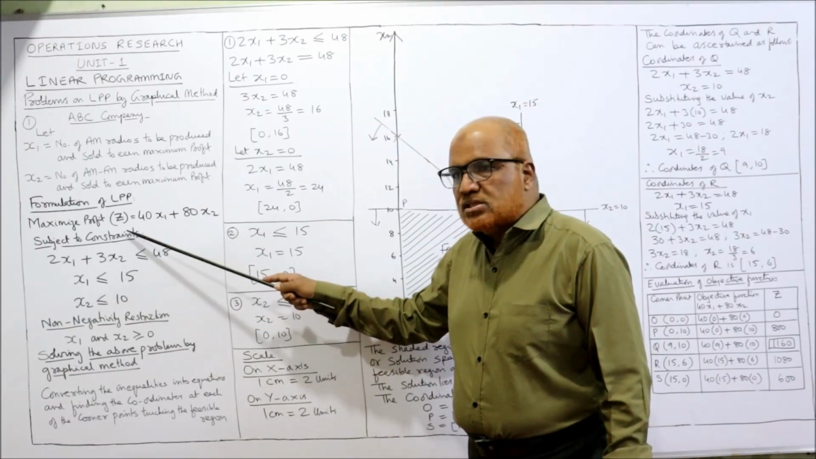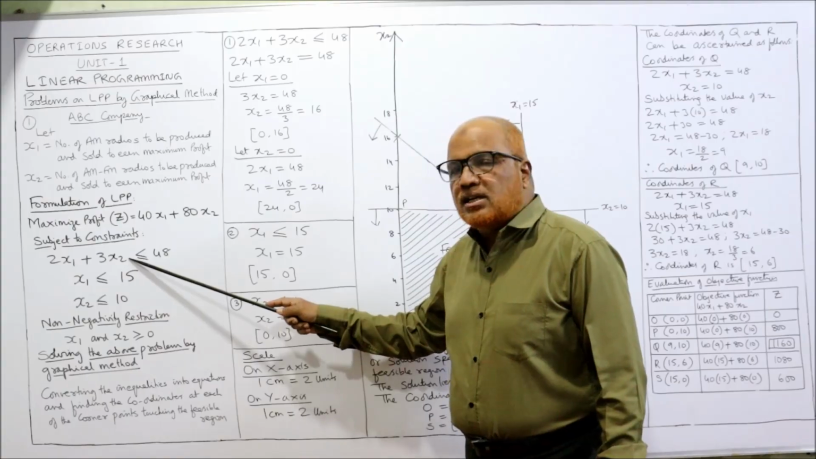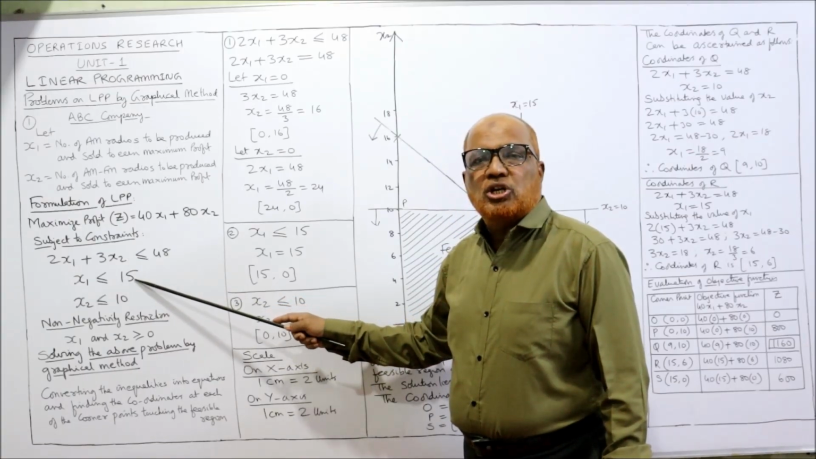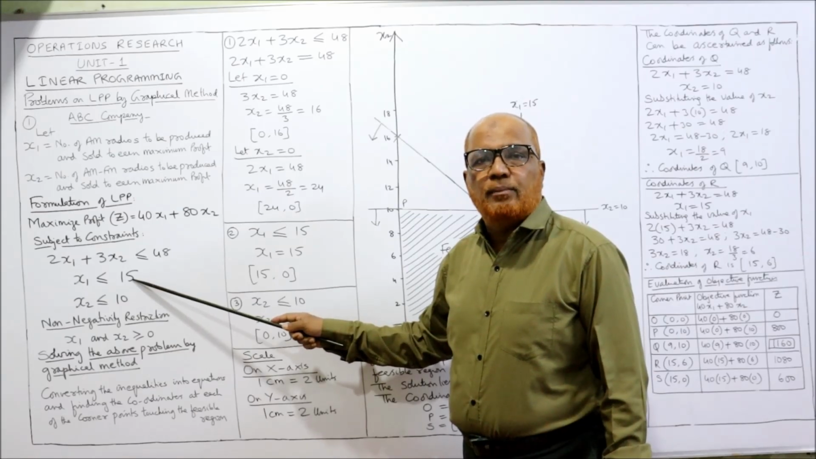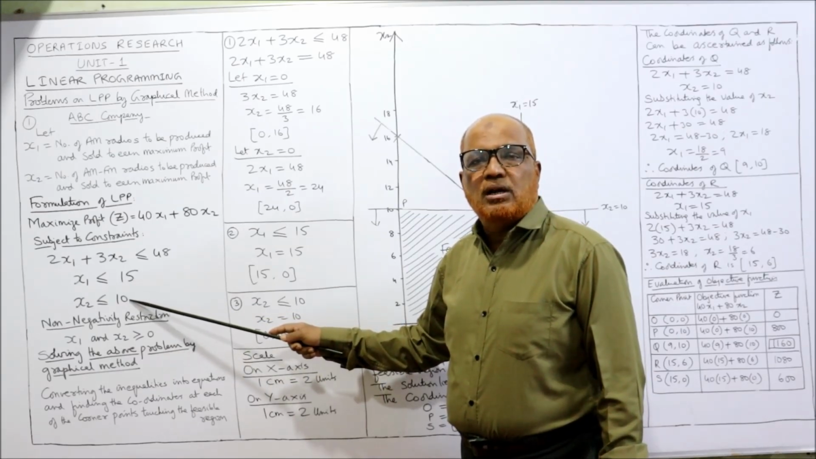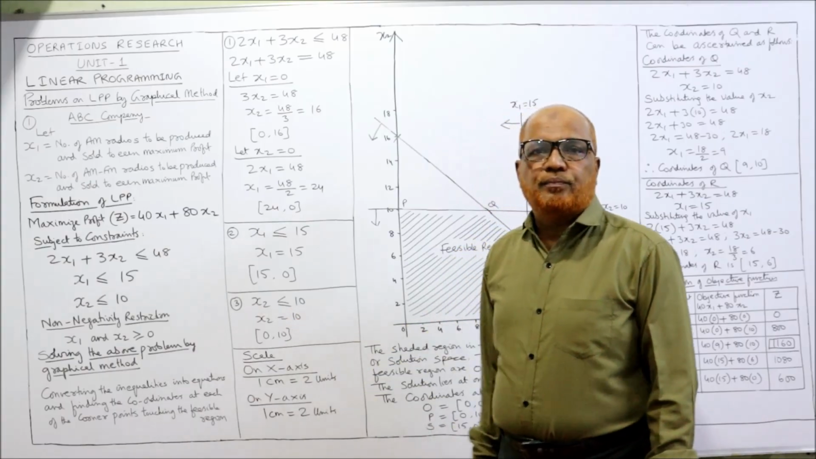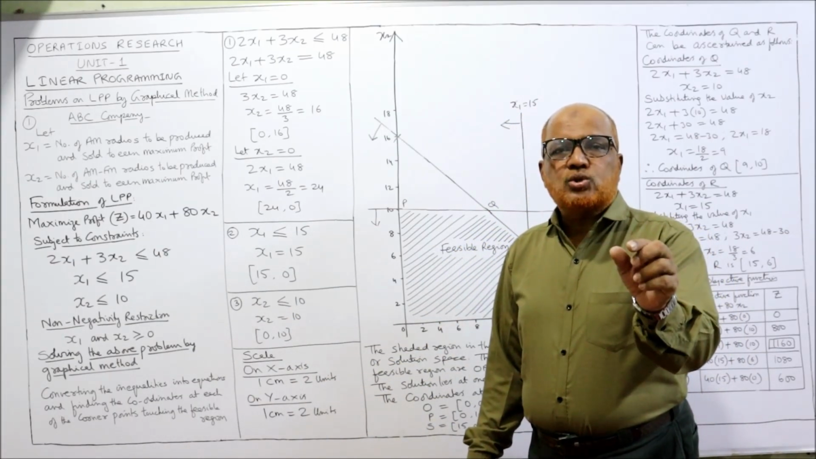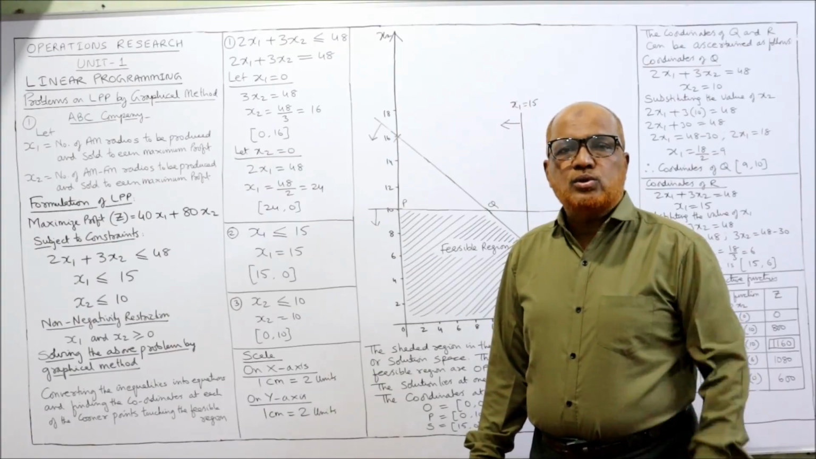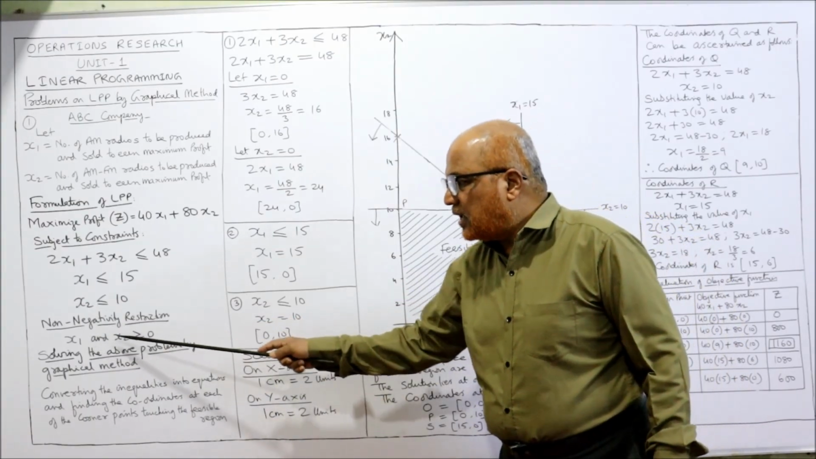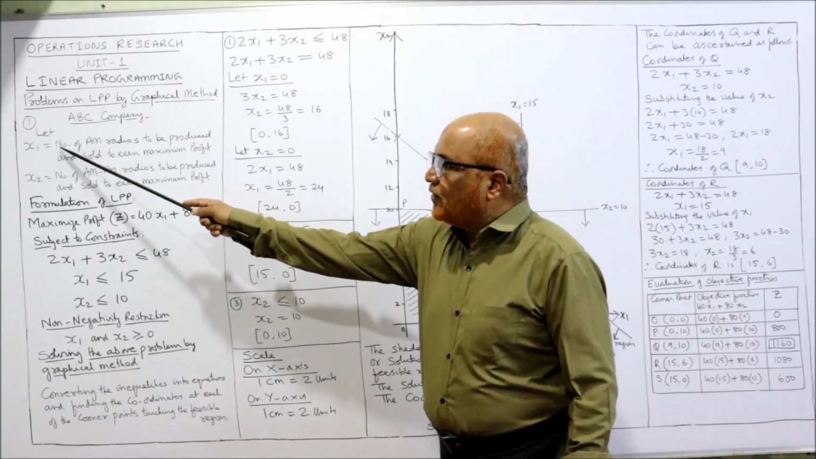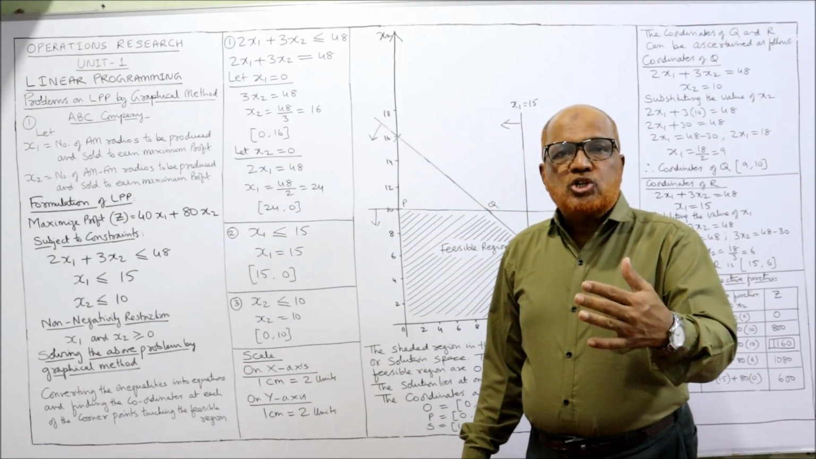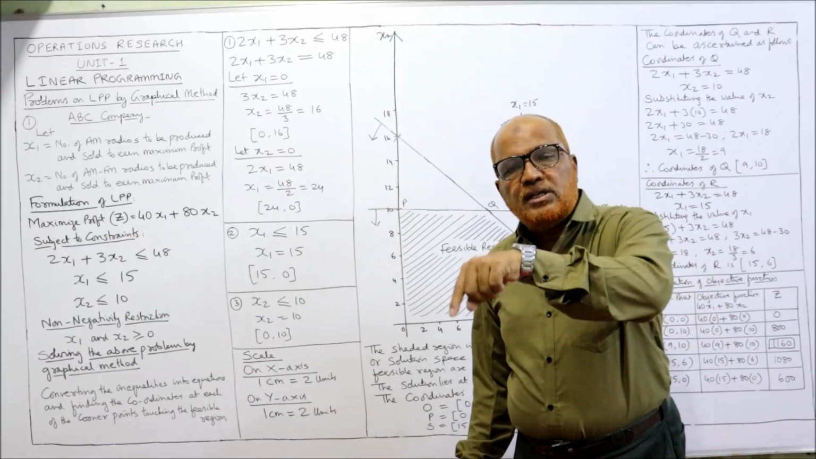So these are the three constraints. This constraint is regarding the plant time available. This is the restriction on demand of AM radio. This is the restriction on demand of FM radio. And the non-negativity restriction: X1 and X2 should be greater than or equal to 0. What are X1 and X2? Number of units of AM and number of units of FM. That means the production should be 0 or more than 0.